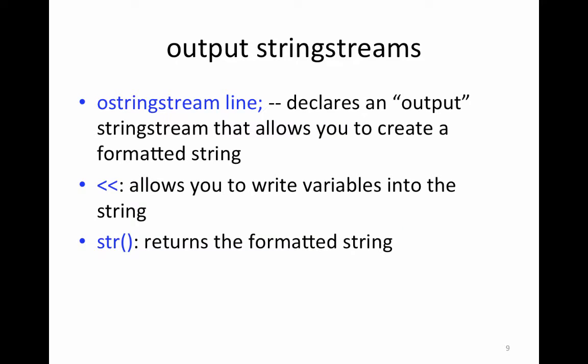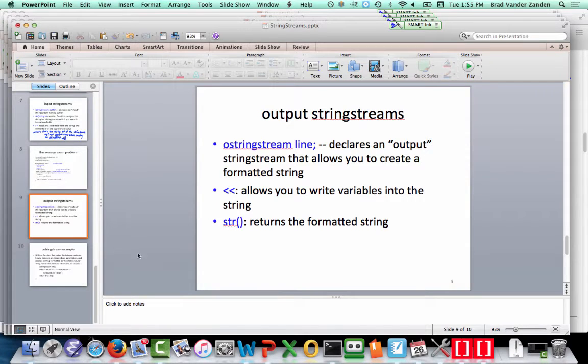Okay? So you can also create formatted output strings. Honestly, how often have I used this in my life? Never. So it's in Dr. Plank's notes, and I figure you should see it. So if you want to create a formatted output line and put it into a string, you would declare an OStringstream object, and then you would write to it just like you would write to cout. And if you wanted to get the formatted string out of there, you would call str.